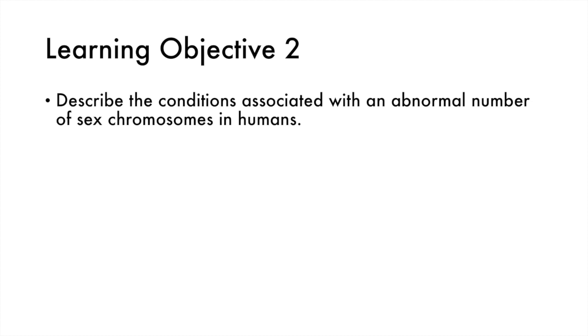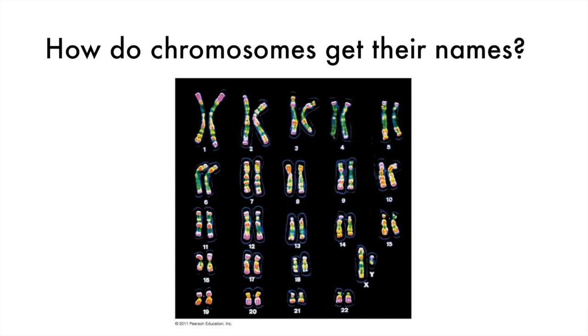Okay, but the greater number of aneuploid conditions that are viable have to do with sex chromosomes. So here's a question. Maybe you can guess. How do the chromosomes get their names? Obviously they are numbered with whole numbers in order: 1, 2, 3, 4, 5, etc. But how do they get their names? What's the pattern here?